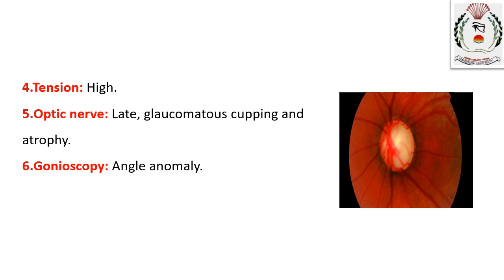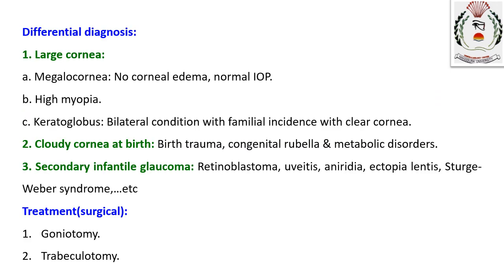When we examine the angle by gonioscopy, we will see angle anomaly due to maldevelopment of structures of the iridocorneal angle, which is the main pathology in these babies. We have to exclude other causes that may be misdiagnosed as primary congenital glaucoma.